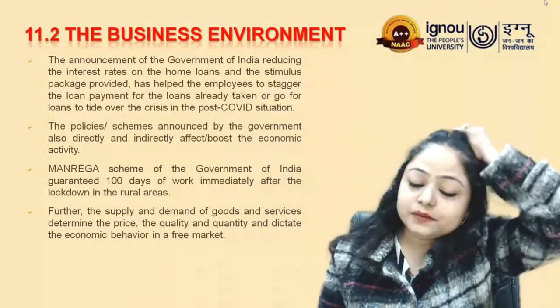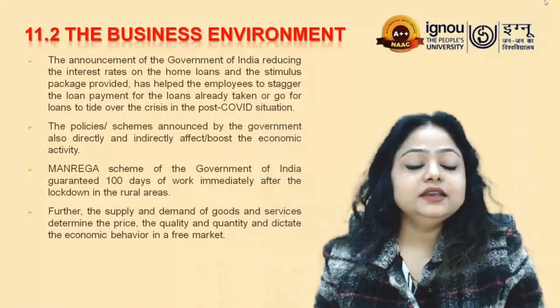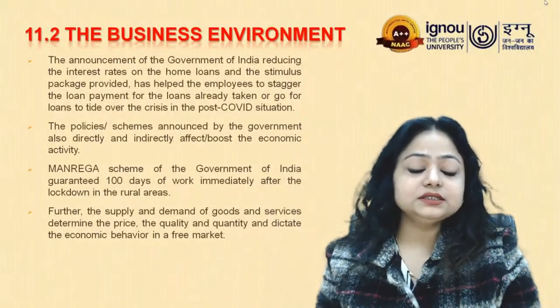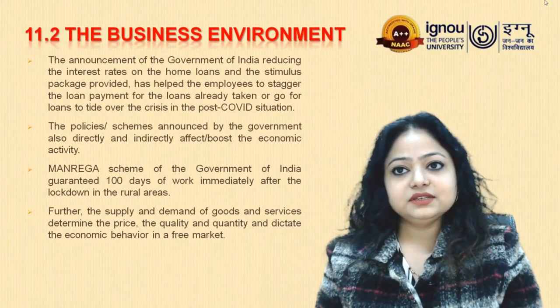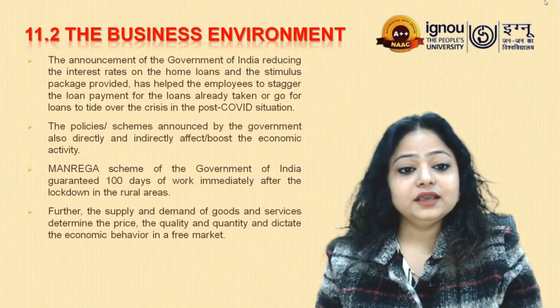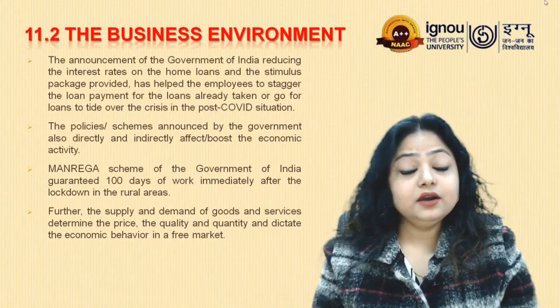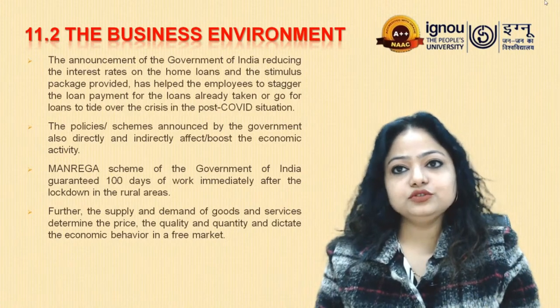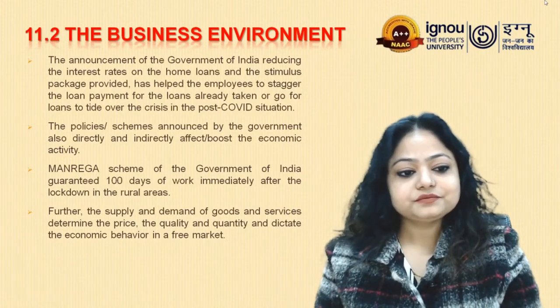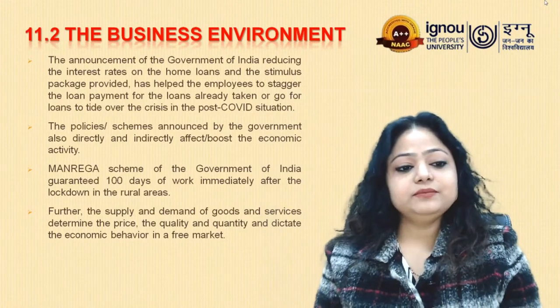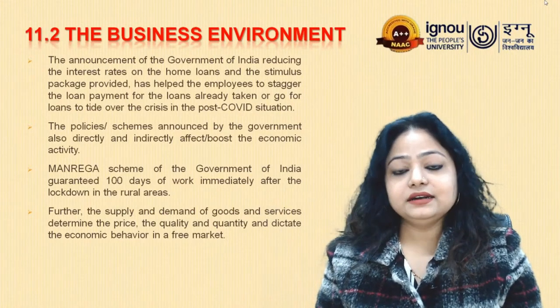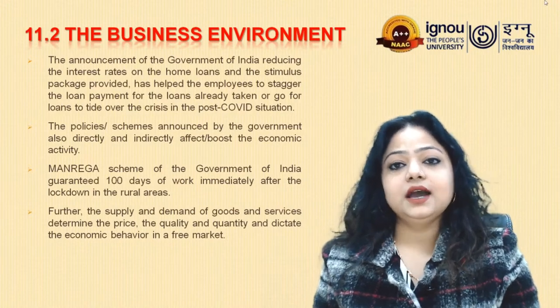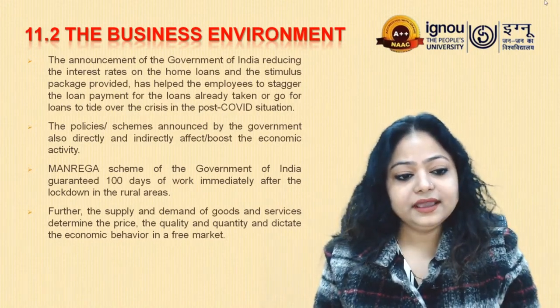As well as the individual or employees. So the policies and schemes are another variable operating in the business environment. These schemes announced by the government also directly or indirectly affect or boost the economic activities. Another example is the MGNREGA scheme by the government of India, which guaranteed 100 days of work immediately after lockdown in the rural areas.